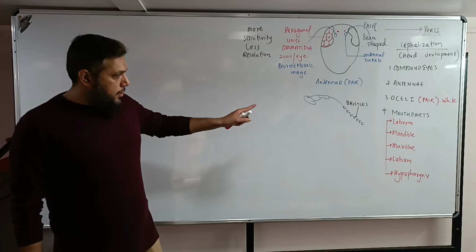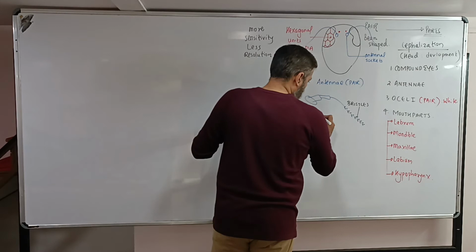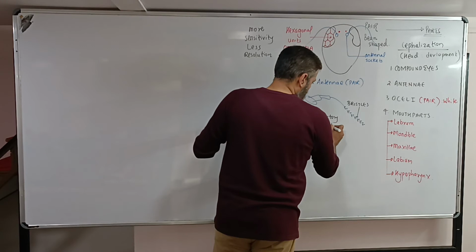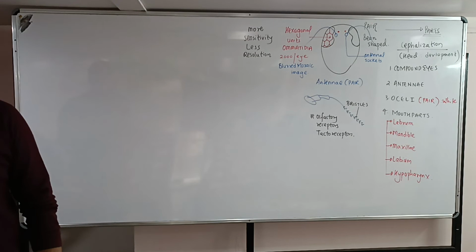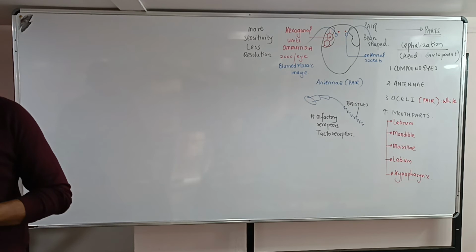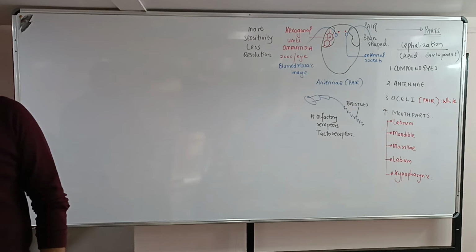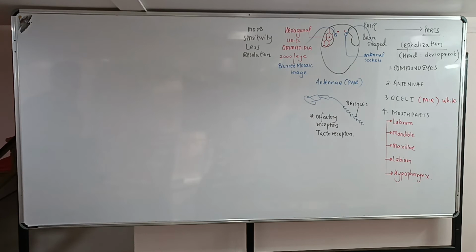And these antennae are for olfactory receptors and tactoreceptors. I would have easily written receptors for smell and receptors for touch. I want to remember these two words: olfaction, sense of smell, and tacto means the sense of touch. Understood? Okay. So their main sense organ is who? Antenna. It helps them to sense the environment for food.